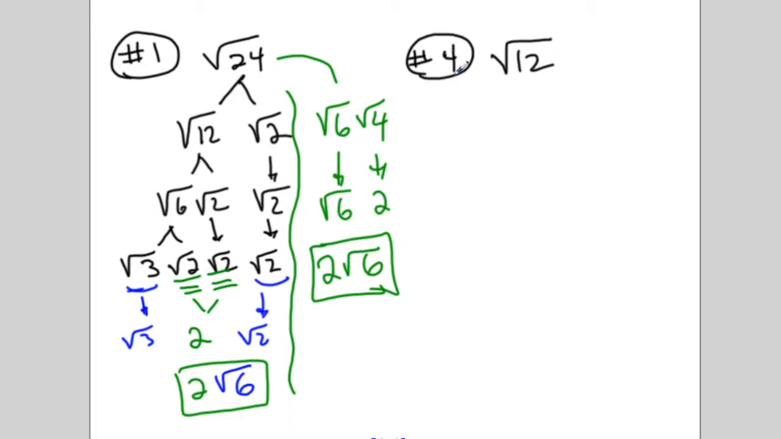Alright, so same idea. This is number 4. Maybe you recognize this breaks into square root of 6 and a square root of 2. So you can follow this path like you were doing before.